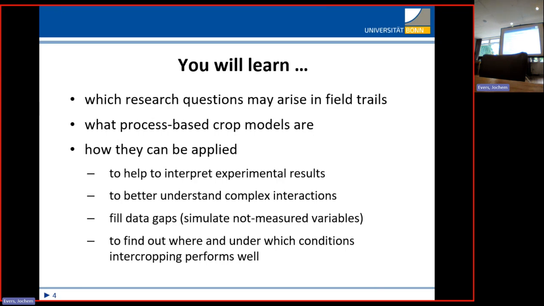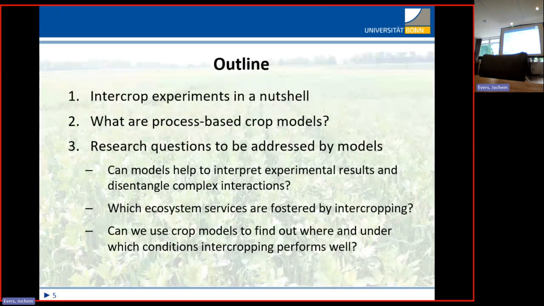But also, how can we use models to look beyond? So how can we use them to find where and under which conditions intercropping may perform well, so upscaling or regionalization. And so first of all, I will show you, or explain shortly, 2 experiments where our research questions are based on.